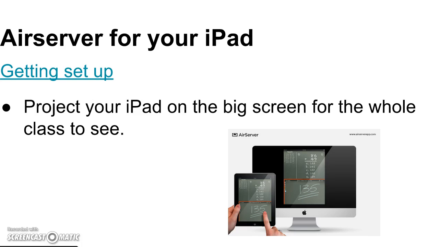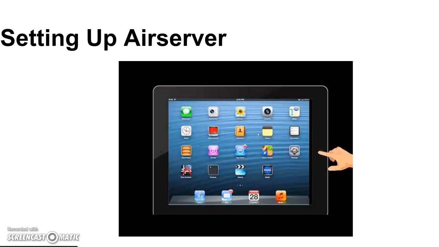The first thing I wanted to tell you about, I won't be able to show you an example of this, but I want to make you aware of this item that is available, and it's called Air Server. What this does is project what you're doing on your iPad on the big screen in front of your whole class. So it allows you to control what's happening in your classroom from anywhere in the classroom. It's very helpful if you want to sit in the back of the room with a group of students that need additional help, or if you just need that movement across the room.